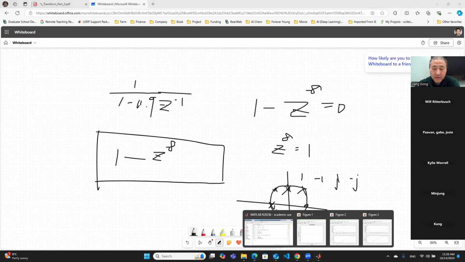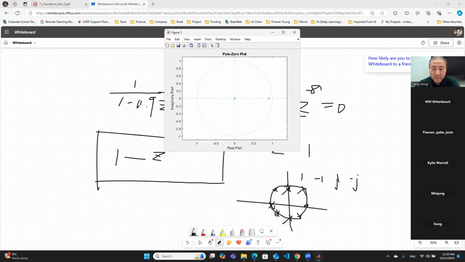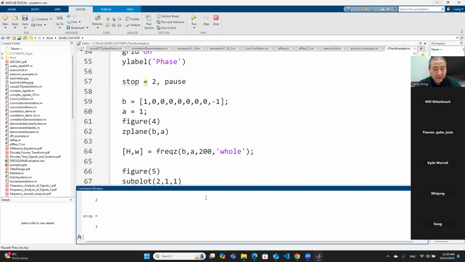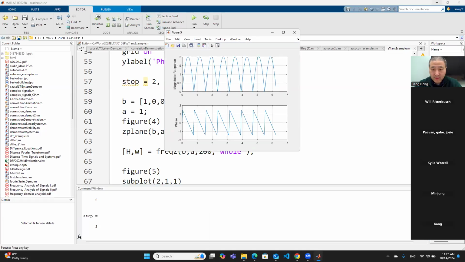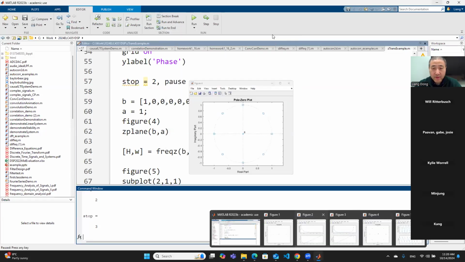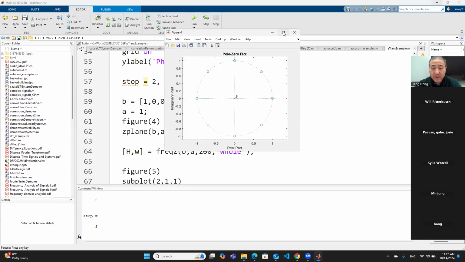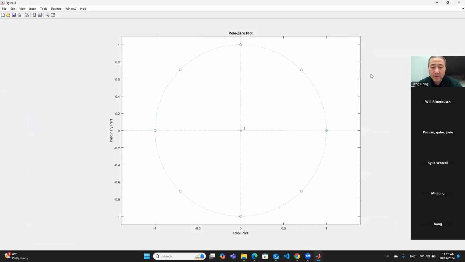So let's look at my example here. I don't care about the frequency. I want this, the pole-zero plot. Indeed, I have 8 zeros along this unit circle because the magnitude is equal to 1. So those are 8 zeros. And then I have 8 poles, an equal amount of poles, exactly on the origin.